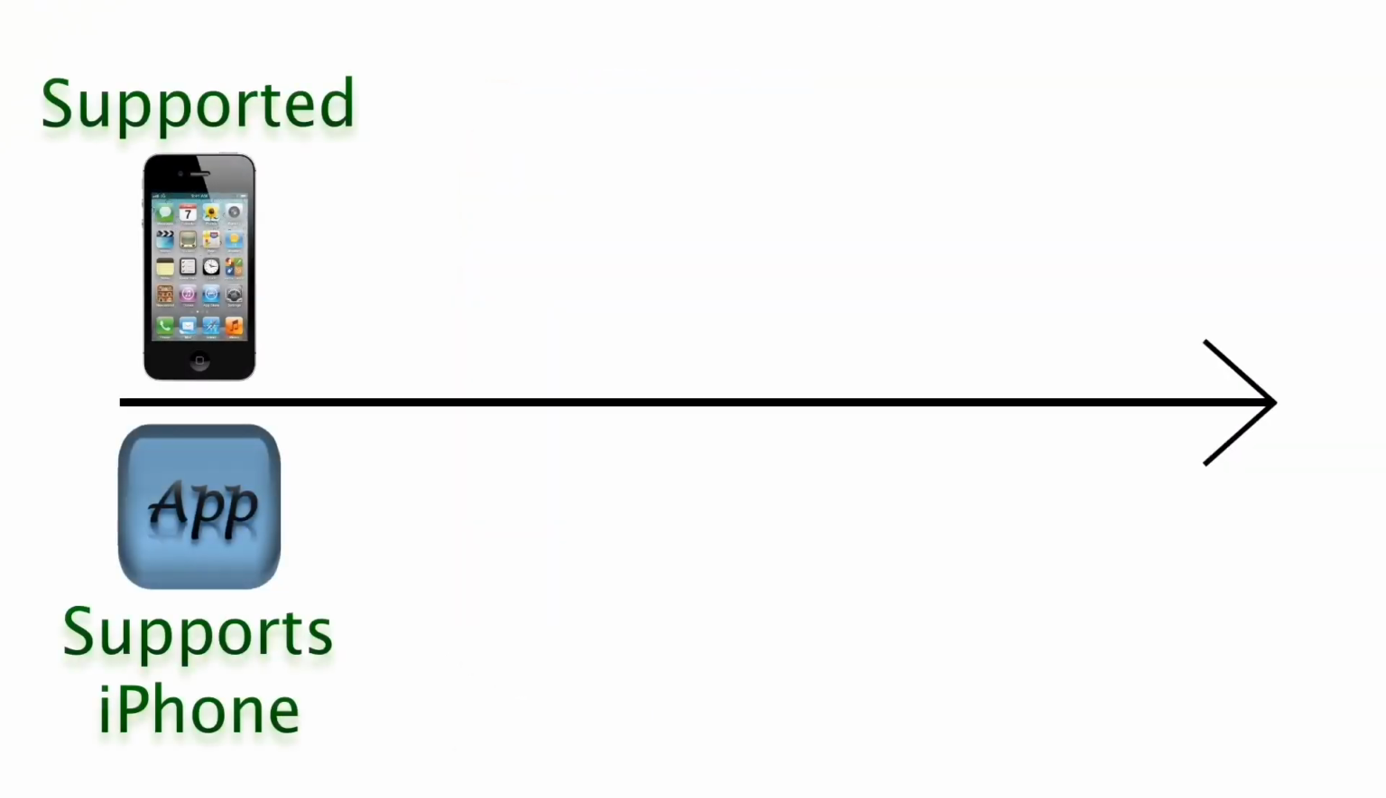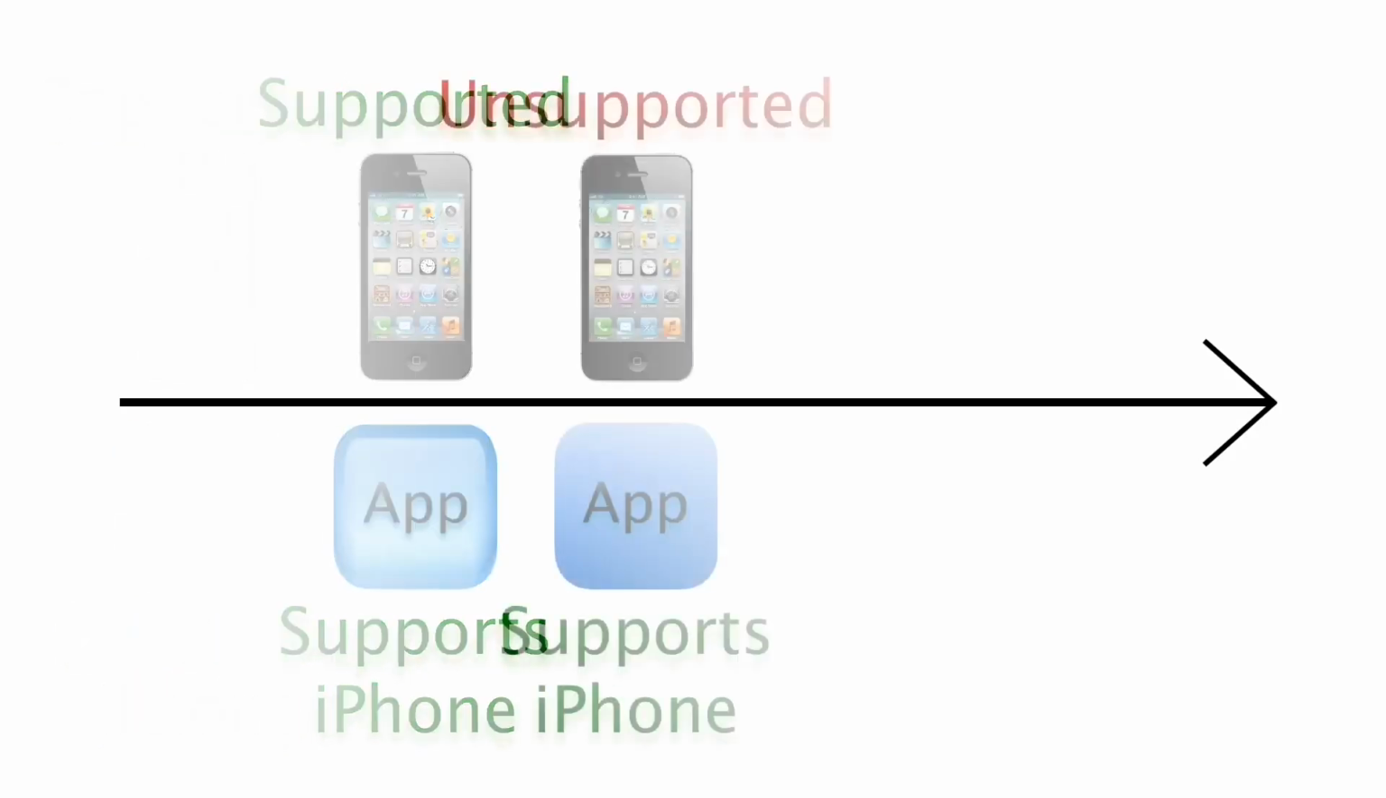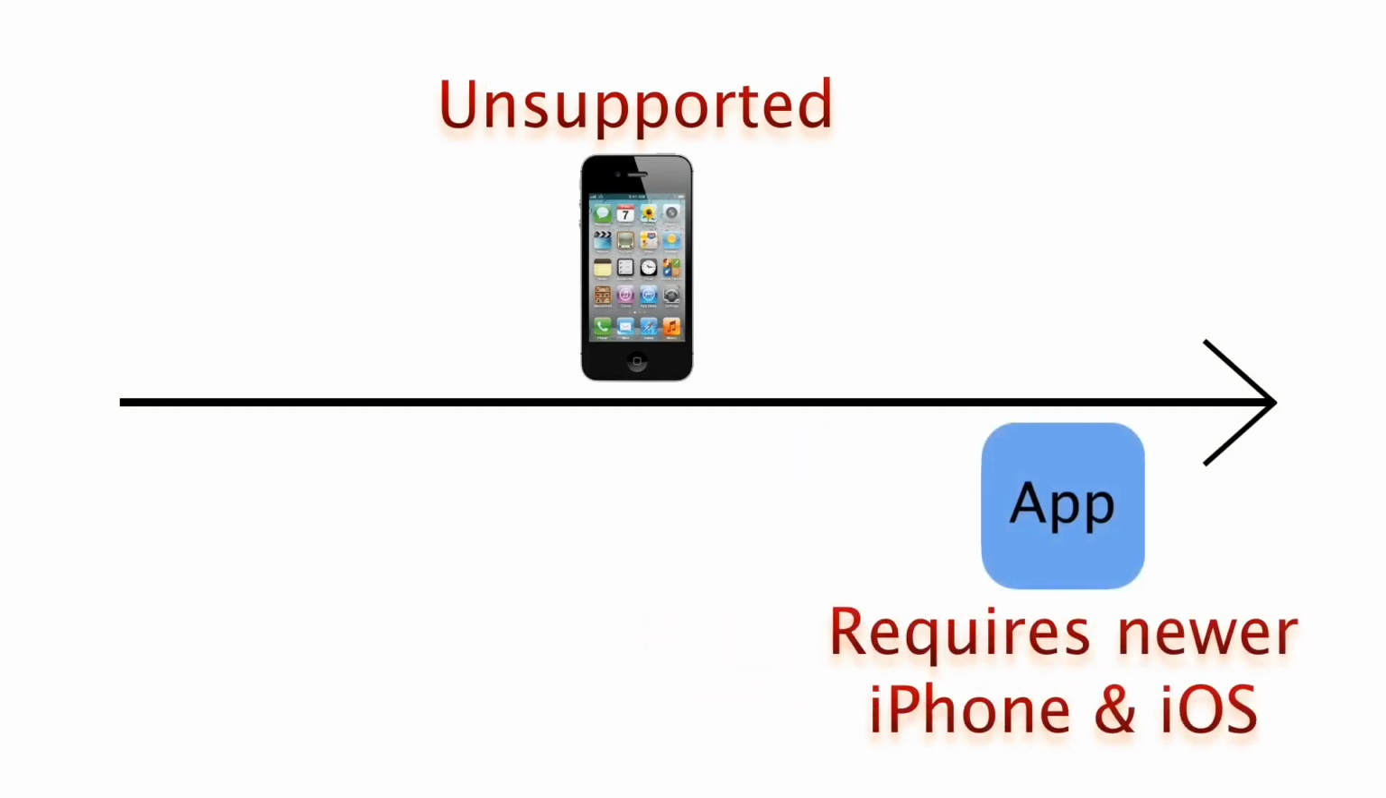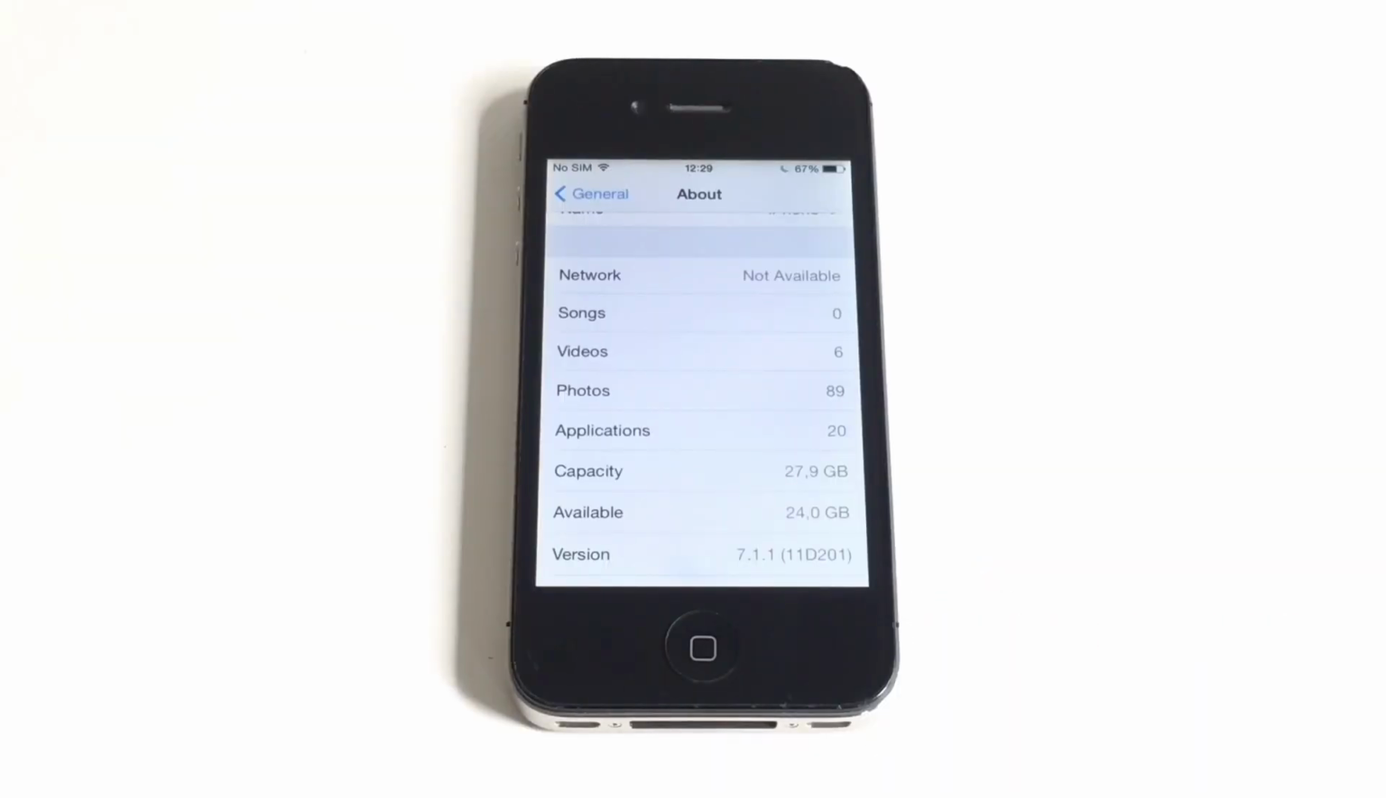This is because apps get updated all the time, and as time passes they require newer iOS versions on iPhones in order to use all the new features. And since the iPhone 4S is stuck in an older iOS version, which in my case is iOS 7, that makes it nearly impossible to run any modern application.